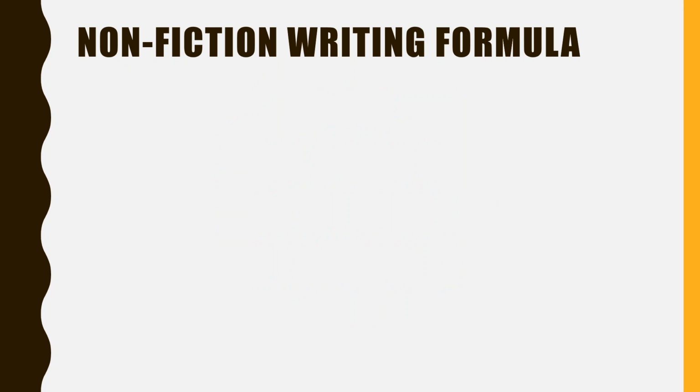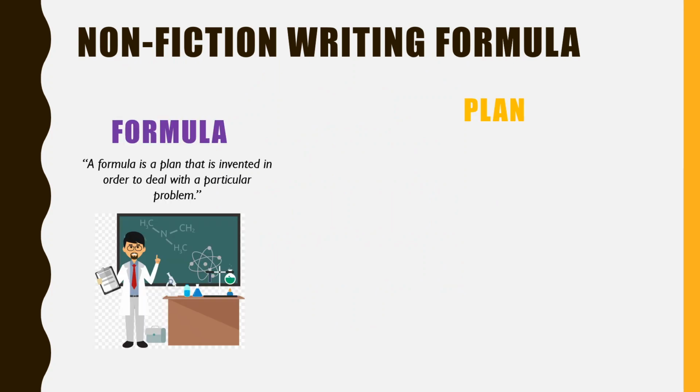Okay, so the first thing is I thought we'd just recap the formula that we follow for the non-fiction writing. So as it says here, a formula is a plan that's invented in order to deal with a particular problem. The problem in this case that you have is that for question 5 on your language paper 2, you have to produce a piece of non-fiction, right? So you're going to have to do an article or a letter or something like that, and that will be worth 50% of your GCSE. So that's a problem, and I've got a formula that we're going to follow that will help you pass that question.